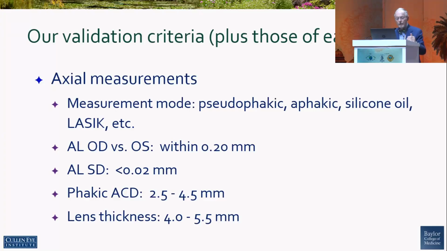And we use validation criteria for axial length. If the eyes, right or left, are within 0.2 millimeters, I feel better. The standard deviation for axial length should be less than 0.02 millimeters, and the range for phakic anterior chamber depth 2.5 to 4.5, and lens thickness 4.0 to 5.5. I operated on a lady last week whose lens thickness was 5.9. I felt like I was in the operating room for 2 hours trying to get that lens out of the eye.